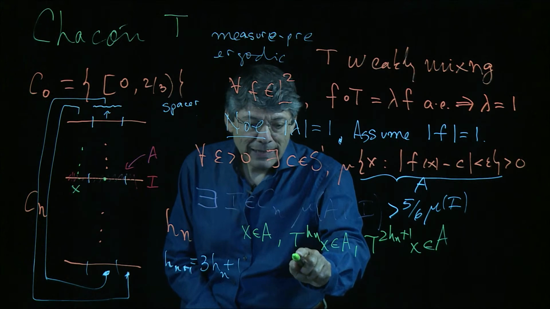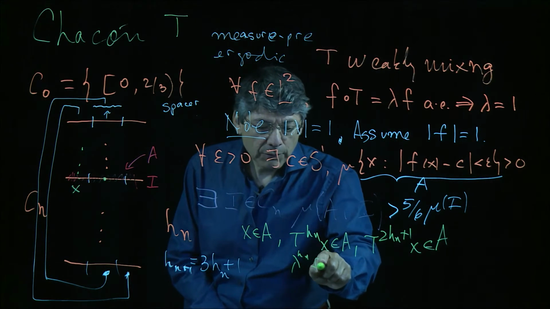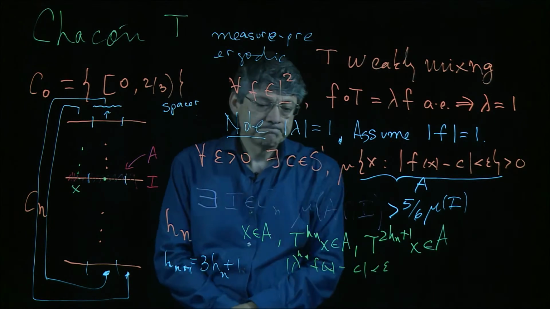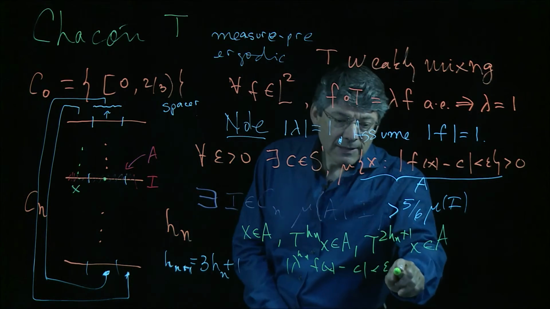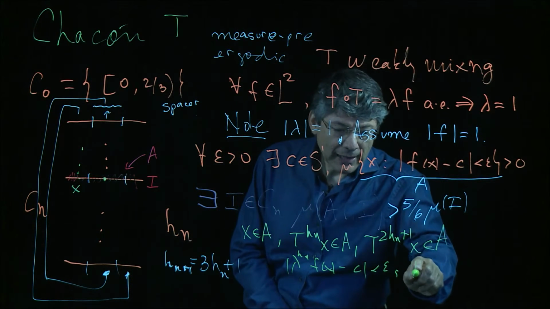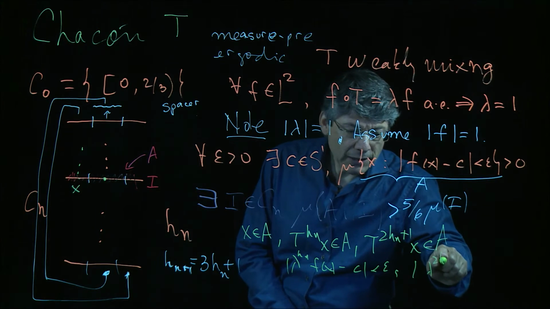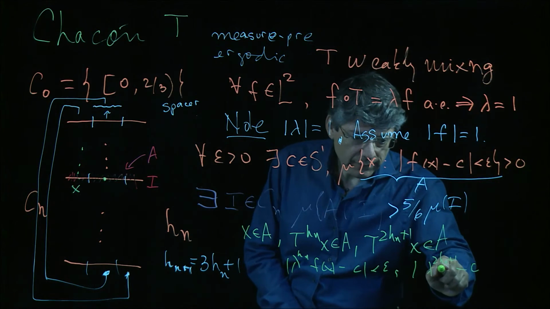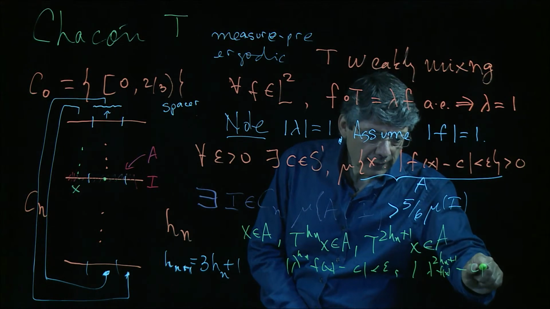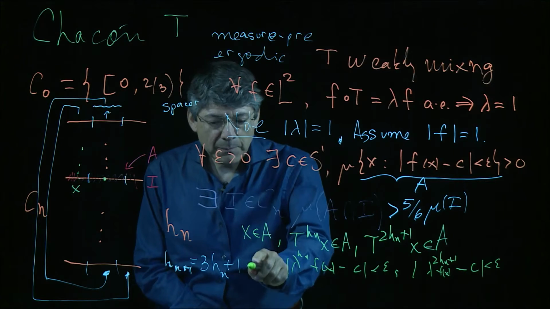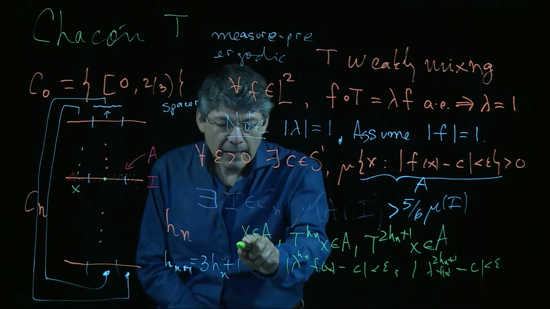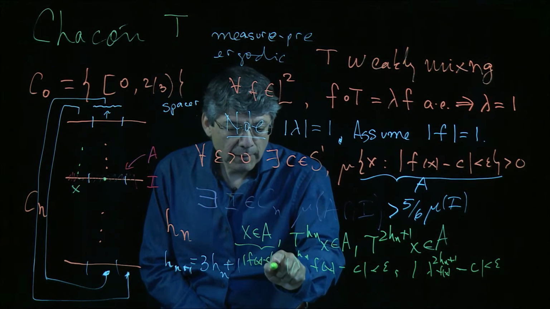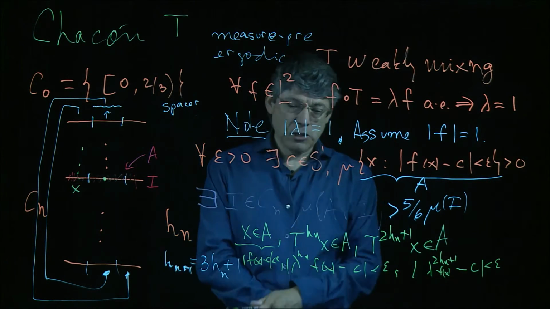tells us that lambda to the hn times f of x minus c is less than epsilon. Okay? And this one is in A, so that will tell us that lambda to the 2hn plus 1 minus c times f of x here is less than epsilon. Okay? And then this part, maybe we'll just write it here. This is telling us that f of x minus c is less than epsilon. So we have these three conditions.